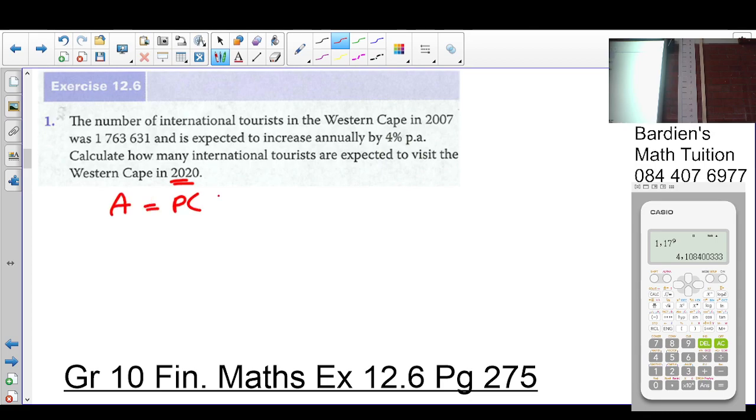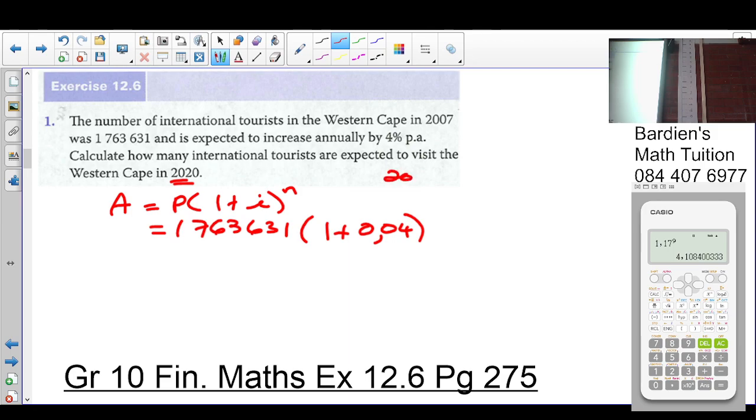A is equal to P into 1 plus i to the exponent. And what are we calculating here? A, yes. So the principal or the starting value, 1,763,631 into 1 plus 4%, which is 0.04 to the exponent. So 2020 minus 2007.